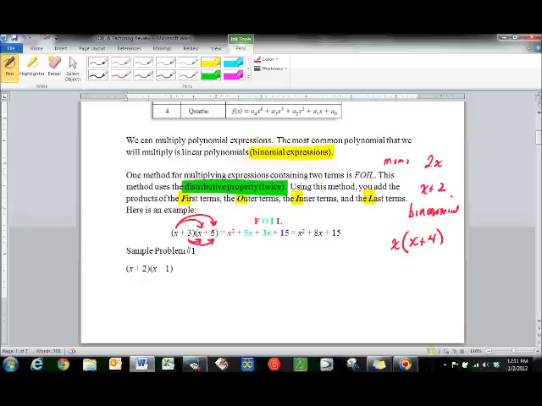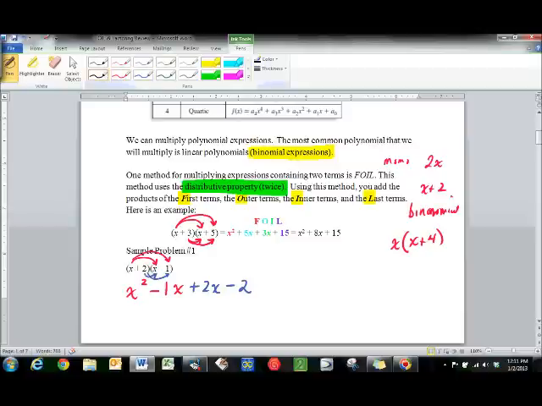Okay, so if you did the sample problem, it should have looked something like this. We'll start with the distributive process of the x first, which is the F and the O of the FOIL process. So x times x is x squared, and then x times negative 1 is negative 1x. Then the second process is to distribute the 2, which gives us a positive 2x and then negative 2.